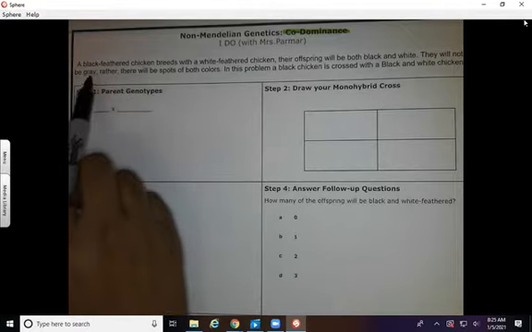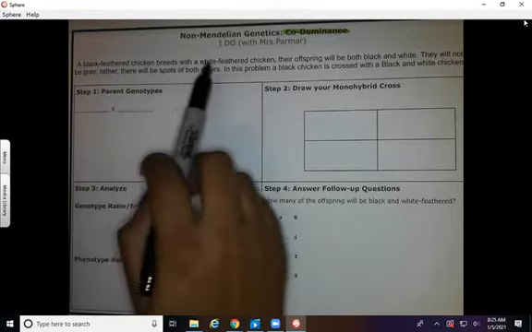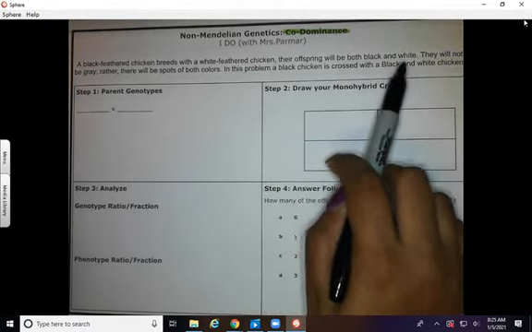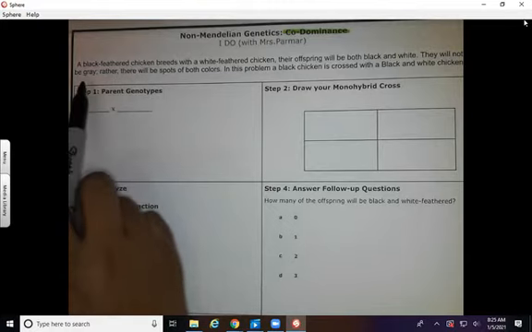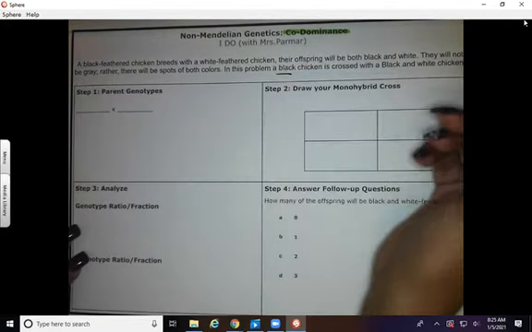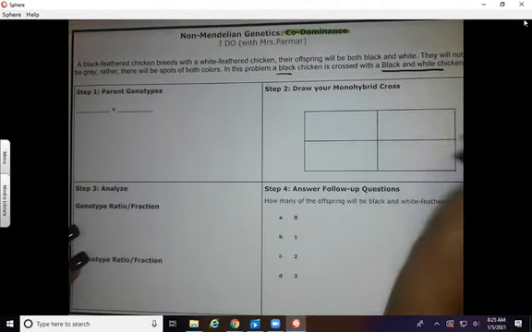A black feathered chicken breeds with a white feathered chicken. Their offspring will be both black and white. So you see them both cooperating. They won't be gray, rather there will be spots of both colors. In this problem, a black chicken is crossed with a black and white chicken.